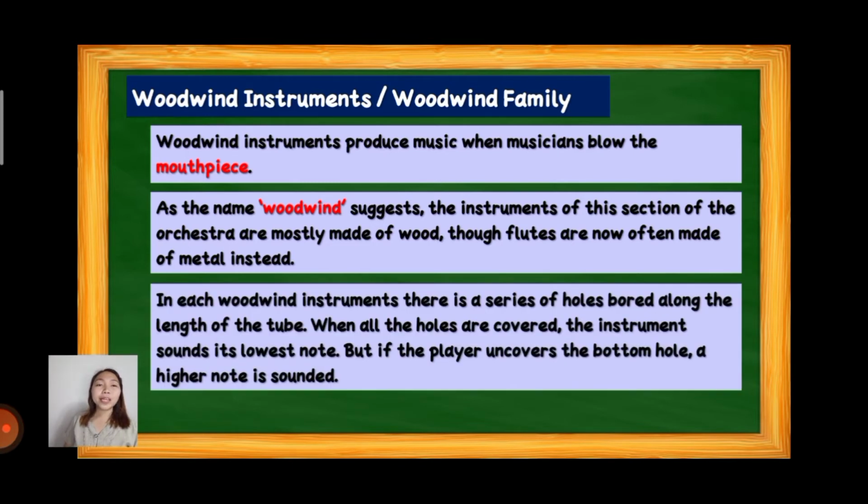Okay. So, in each woodwind instruments, there is a series of holes bored along the length of the tube. When all the holes are covered, kung na-cover ang tanang mga bangag sa anang flute na to or mga woodwind instrument, the instrument sound is lowest note. So, lowest note ang atoong makuan ana.